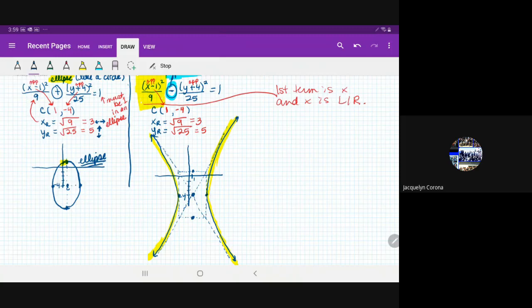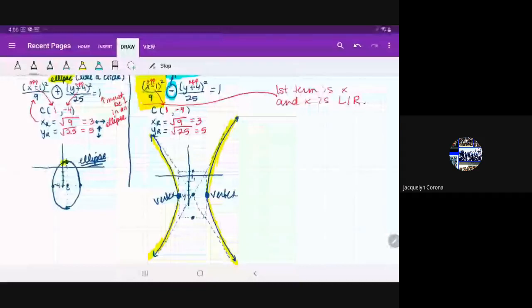And then let me label this dot right here, which is called the vertex. And this dot right here is called the vertex. Which makes sense from the parabola point of view. I have to give you just one term on the ellipse so that you can tell what the vertexes are.